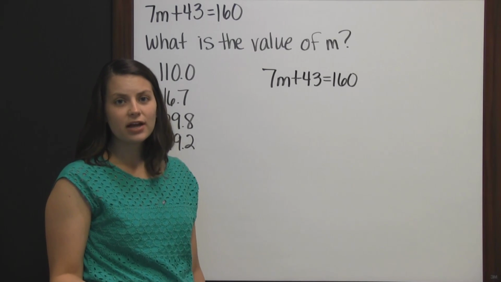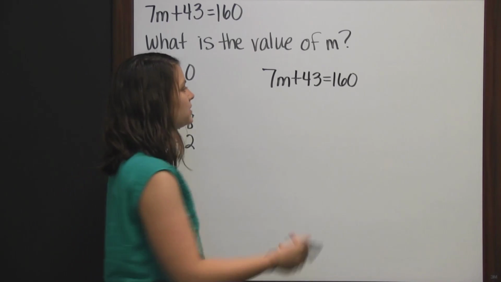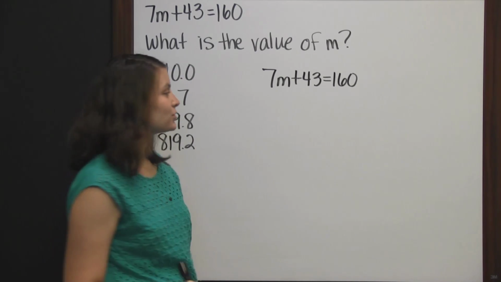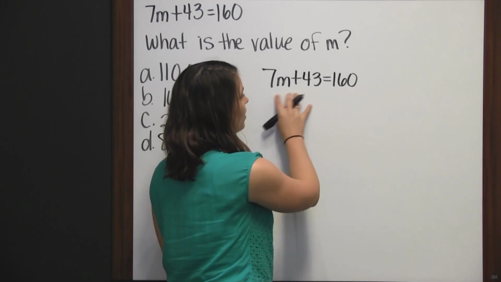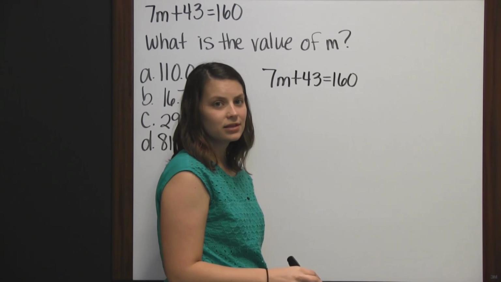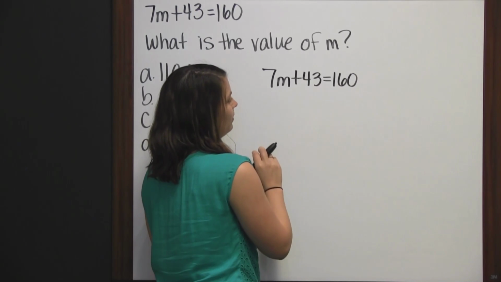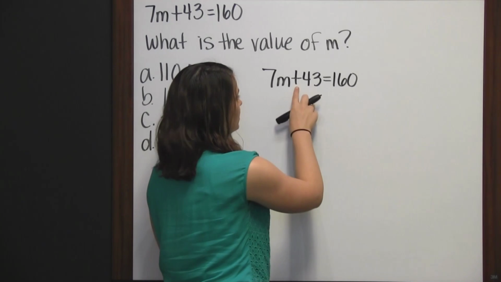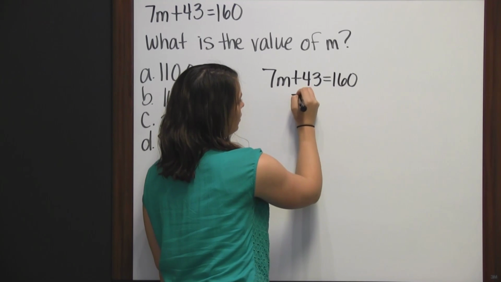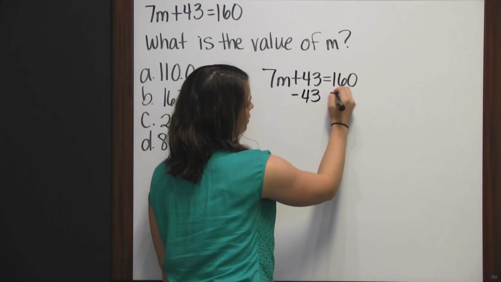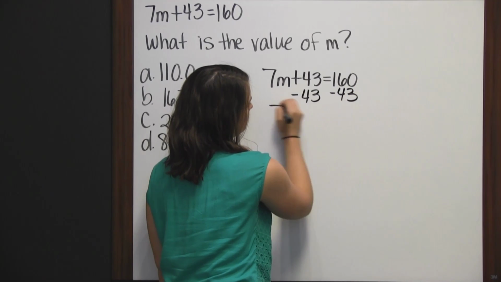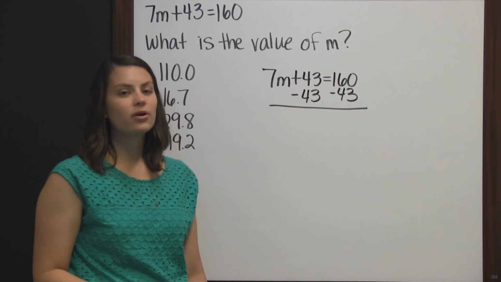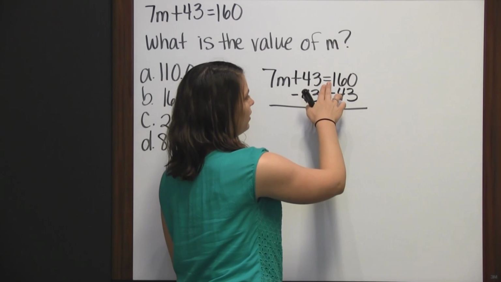And we could guess and check numbers until we found a number that would satisfy this equation. But there's a much easier and more direct way, and that is to undo the operations that are done to our variable m. We're going to start by undoing the addition of 43. So we're going to subtract 43 from both sides. And as long as we do that to both sides, we keep our equation equal and balanced.